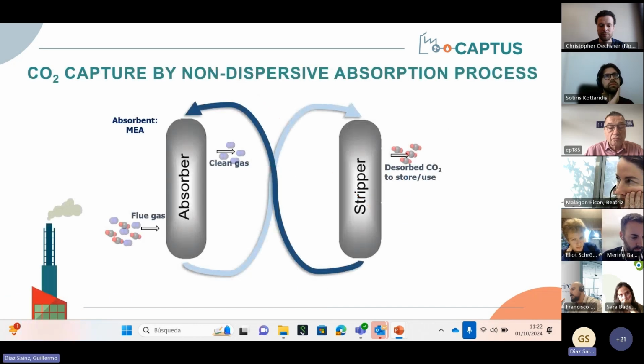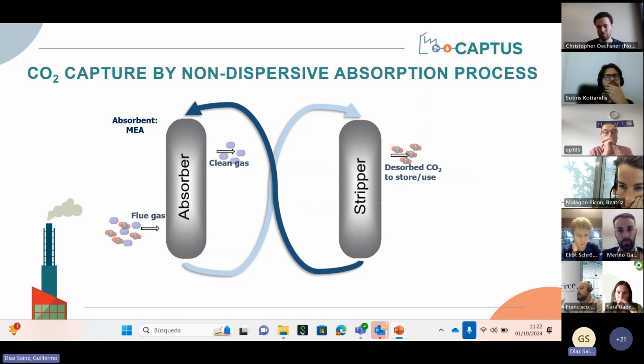And now we start with the last part of the presentation, in which we focus on the other research line that we developed in the research group, which is CO2 capture by non-dispersive absorption processes. As you already know, chemical absorption based on amines, particularly monoethanolamine, is currently considered the most viable technique for CO2 absorption using post-combustion technology. In this type of absorption, the gas enters at the bottom of the column, while the amine solution flows in from the top, countercurrent to the gas, at atmospheric pressure.